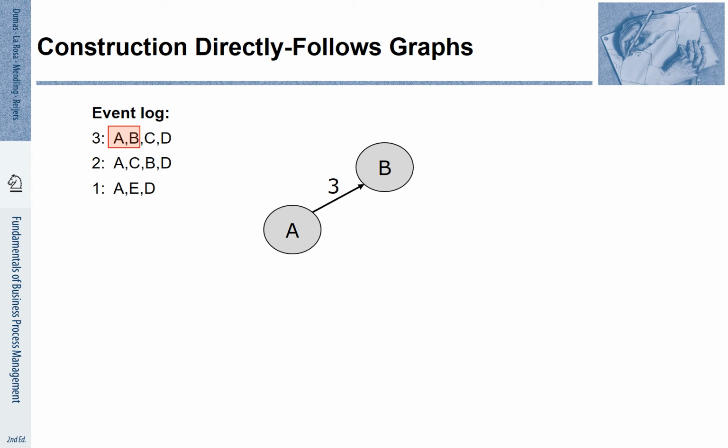We continue progressing through our event sequences. The next pair we observe is B followed by C. Now we also add C to our directly follows graph, and we annotate 3 to this arc as well. For the first sequence, we finally observe that C is followed by D, and that adds another node to the directly follows graph and a connection from C to D with the number 3 annotated to it.